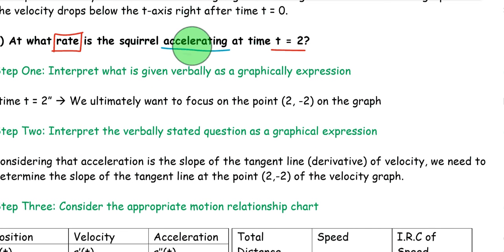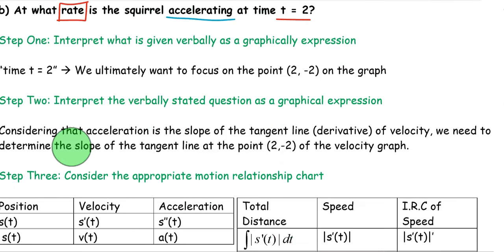At what rate is the squirrel accelerating at time t equals 2? Step 1, we want to interpret what is given verbally as a graphical expression. We ultimately want to focus on the point (2, -2) on the graph, which we just circled. Step 2, interpret the verbally stated question as a graphical expression. Considering that acceleration is the slope of the tangent line, the derivative of velocity, we need to determine the slope of the tangent line at (2, -2) of the velocity graph, what we just talked about.